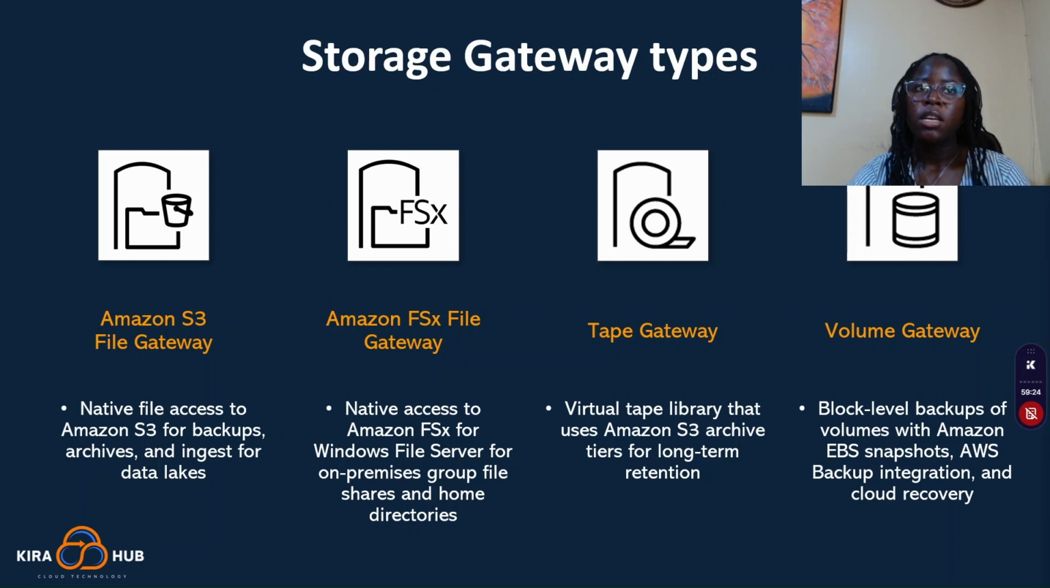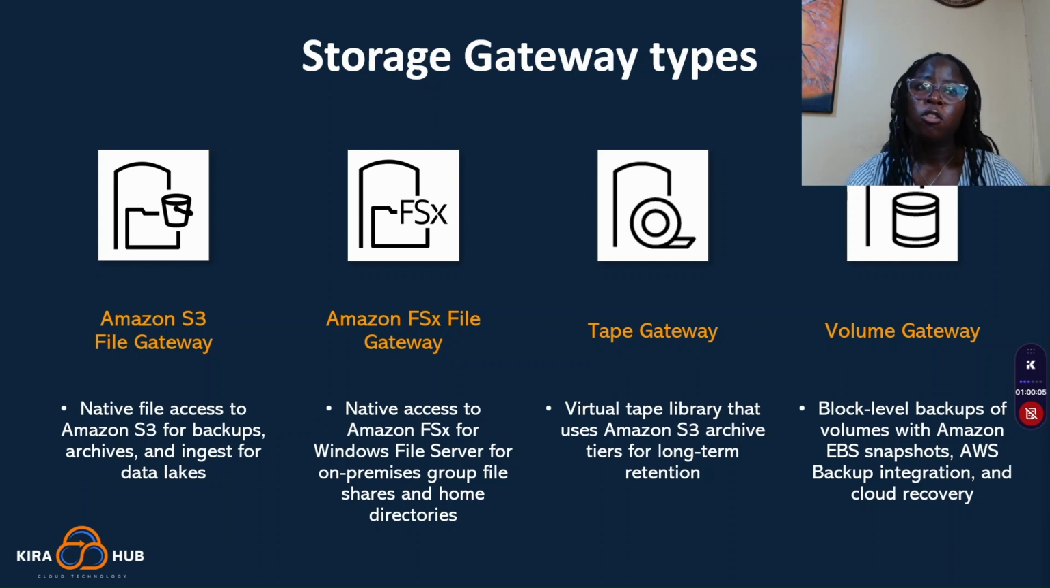FSx File Gateway gives us native access to Amazon FSx for Windows File Server. So it's Windows compatible, supporting SMB, NTFS, and also Active Directory. And it can also perform a local cache for frequently accessed data. So this is useful for group file shares and also some home directories. We have the Tape Gateway. It's a VTL, the virtual tape library backed by Amazon S3 and Glacier. And it supports existing tape-based processes and works with leading backup software vendors.